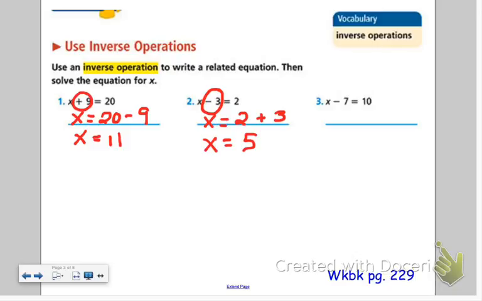In number 3, again, we have a subtraction equation. If I want to get x all by itself, I'm going to have to get rid of that 7. Right now I'm subtracting 7, so I'm going to do the inverse operation, which would be to add 7. And I'm going to add 7 to the right side. X must be equal to 17.